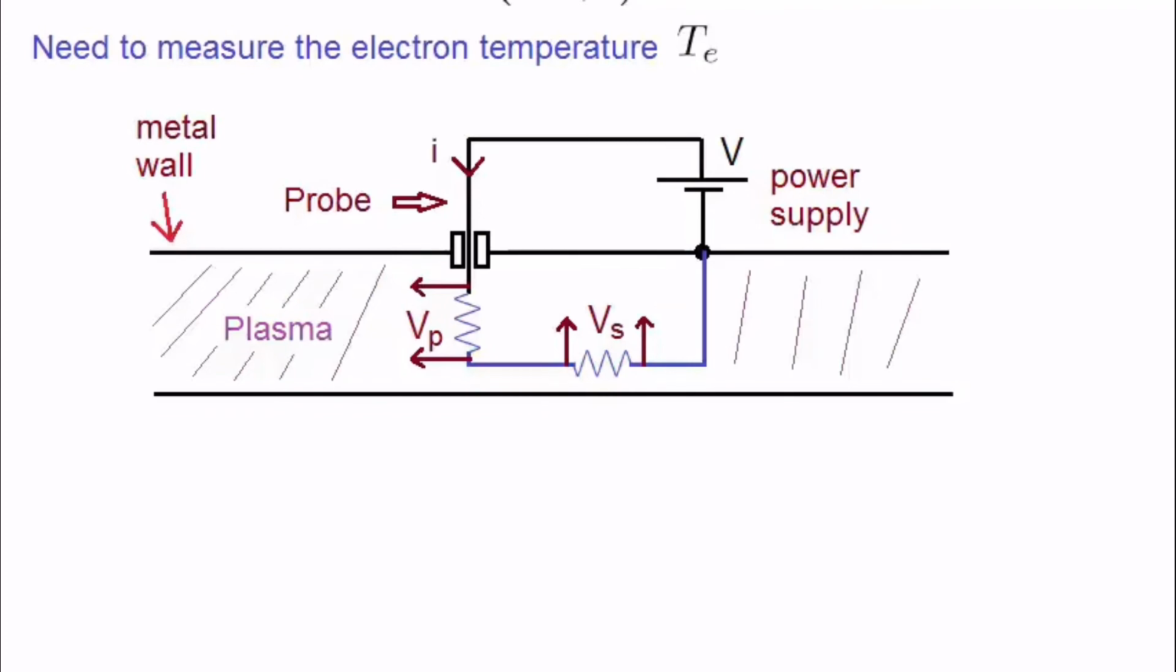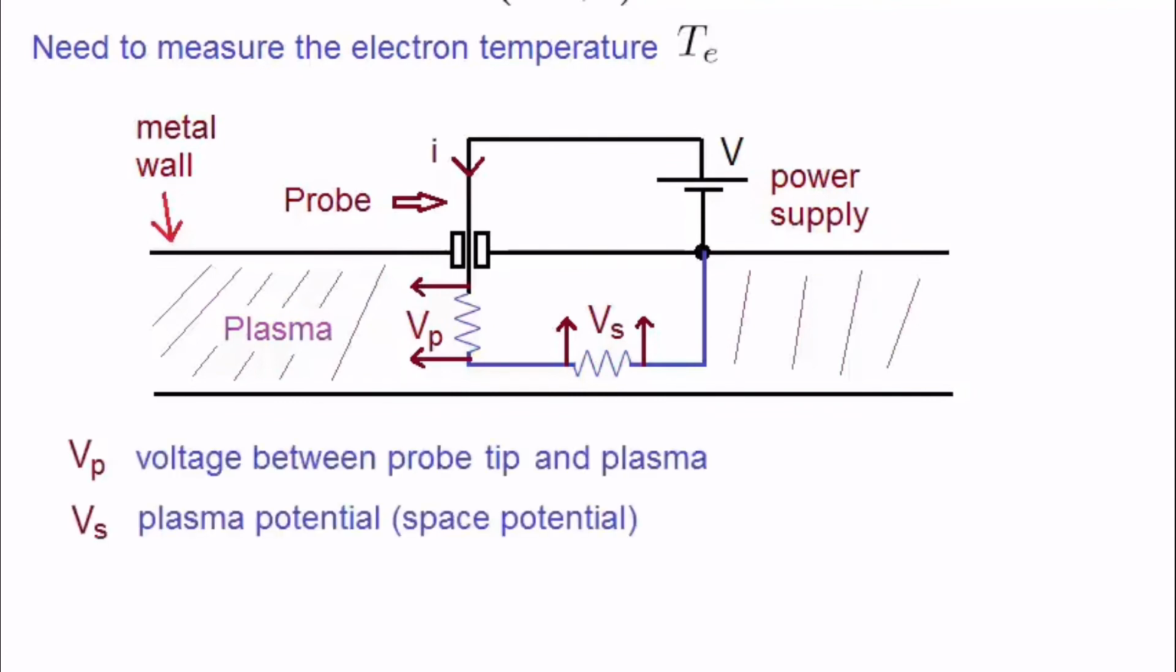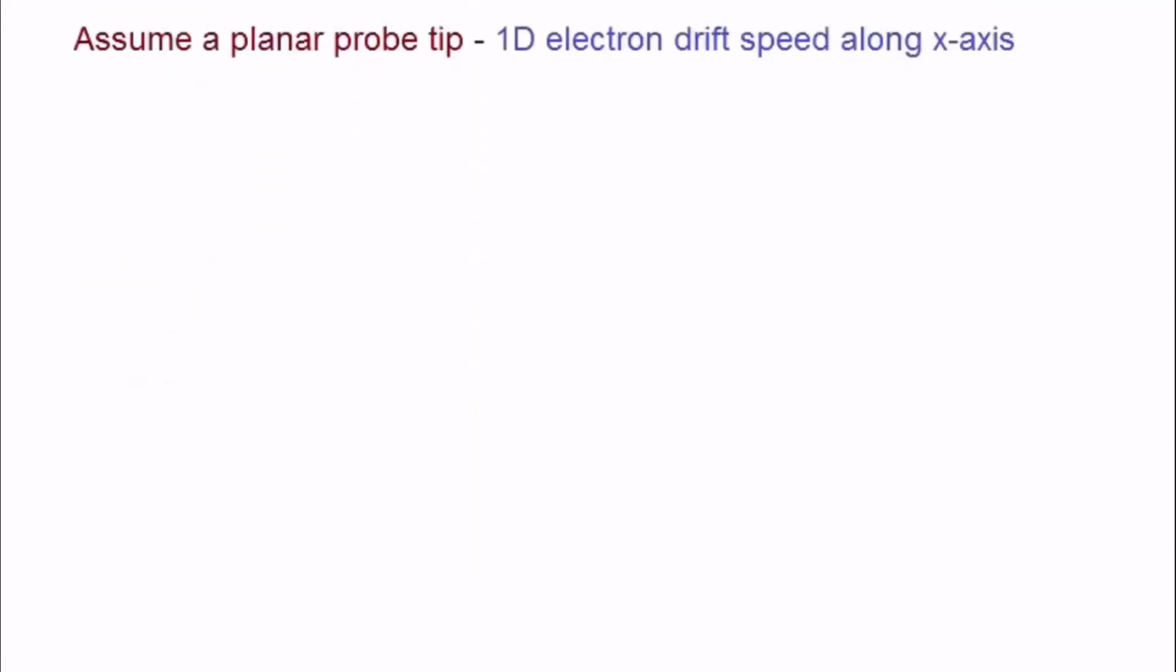The Vp here is the voltage between the probe tip and the plasma. Vs is the voltage between the plasma and the walls of the chamber, known as the plasma potential. As we all know, from one of Kirchhoff's laws, V equals Vp plus Vs. We will need this to find out the plasma density as determined from the electron saturation current. Let us obtain the electron temperature.